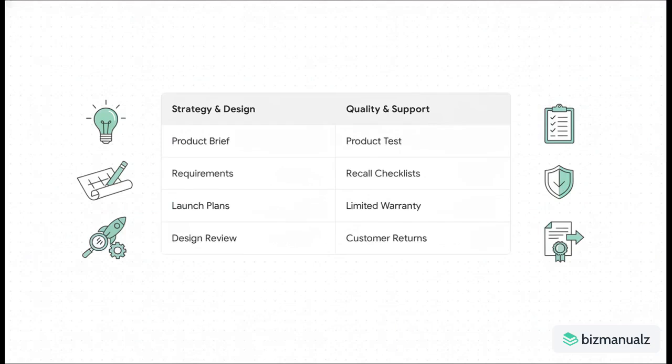Let's look at how these 17 forms break down. Over on the strategy and design side, you've got your product brief, requirements definition, launch plans, and highly specific design review checklists. There are even separate checklists for electromechanical versus non-electromechanical devices, which is super helpful. Then, on the quality and support side, you'll find product test forms, recall checklists uniquely tailored for both food and non-food products, limited warranty documents, and a customer returns database structure. Having all these ready-to-use forms immediately available, it's a real game changer. Your team isn't wasting hours formatting a document from scratch. They are literally just filling in the blanks.